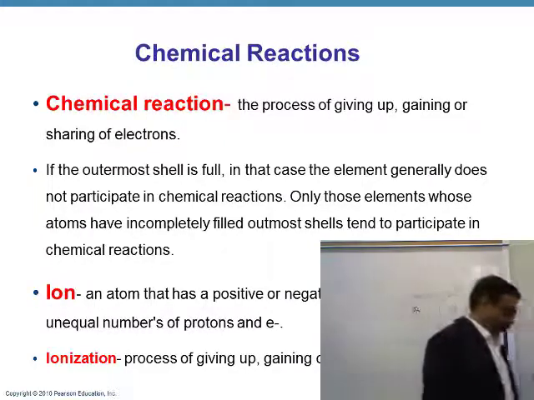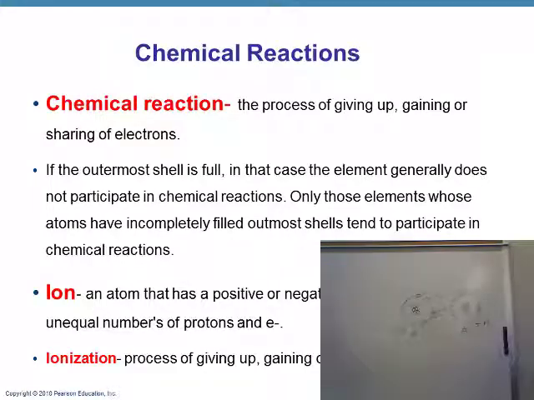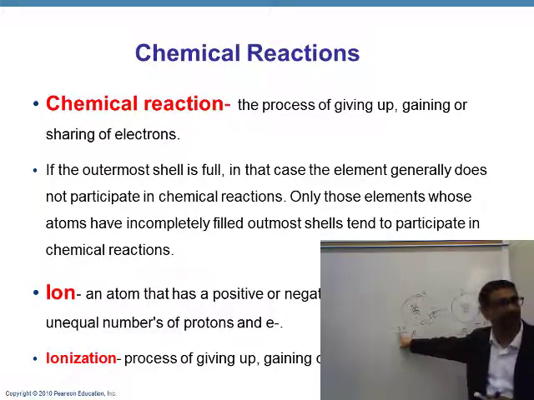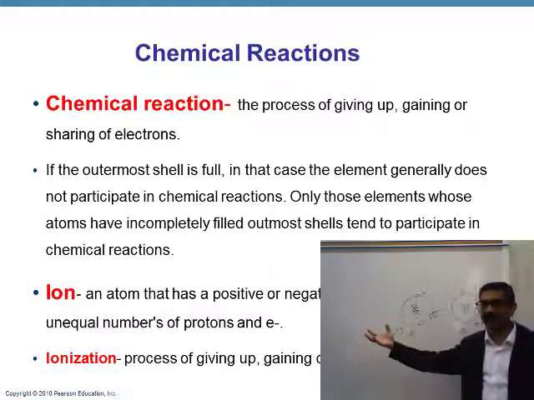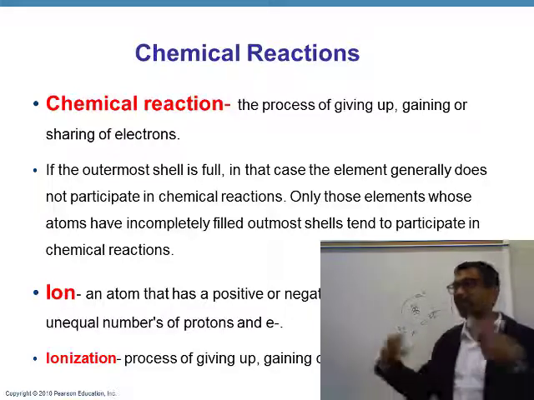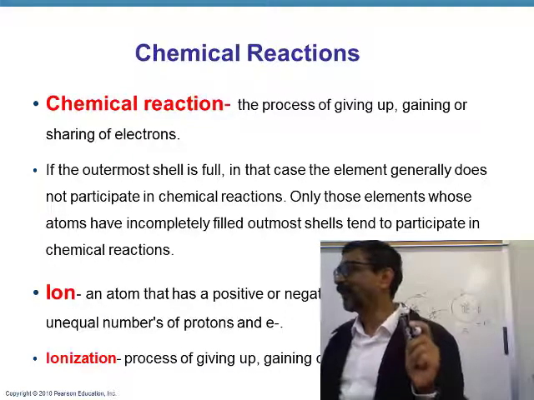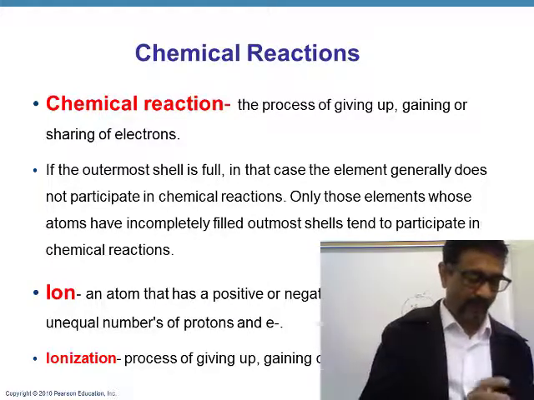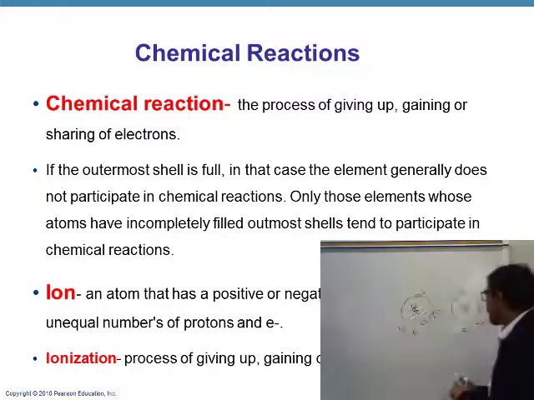So by losing an electron, the atom becomes what? Positive, right? And by gaining or receiving an electron, the atom becomes what? Negative. Makes sense? Because electrons are negative. So if you gain negative, you will become negative. Is it clear? So this process is called ionization.